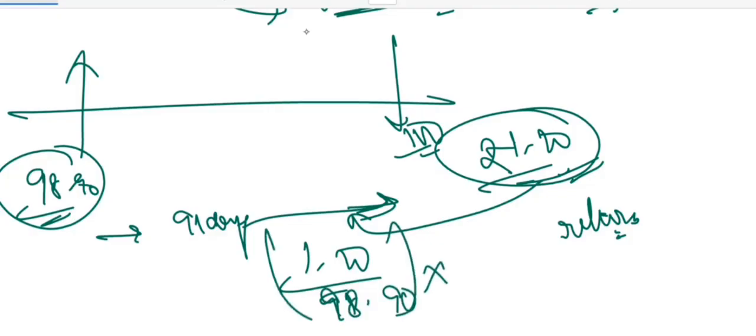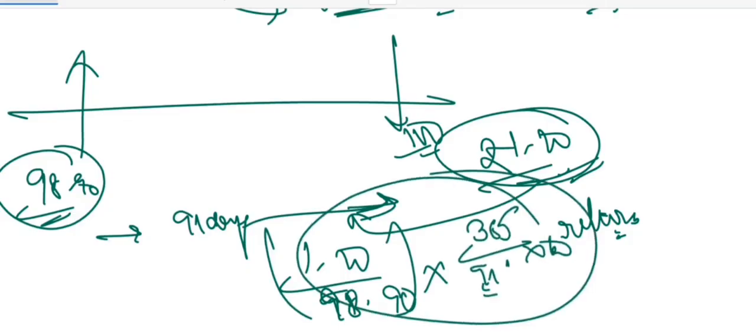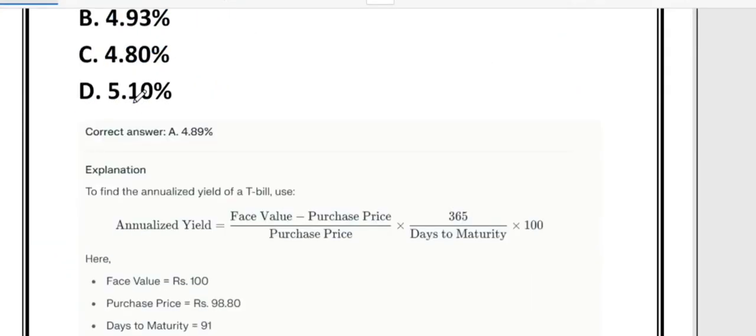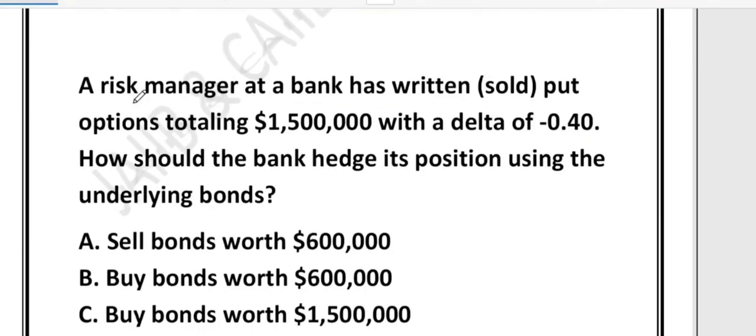How to scale it up? Very simple. You just write 365 in the numerator divided by 91 in the denominator, and by 100%. This will give you the yield. This is one of the most favorite questions that we have asked every year. Please understand this question, very, very important from an exam point of view. Now friends, let's have a look at the next question.